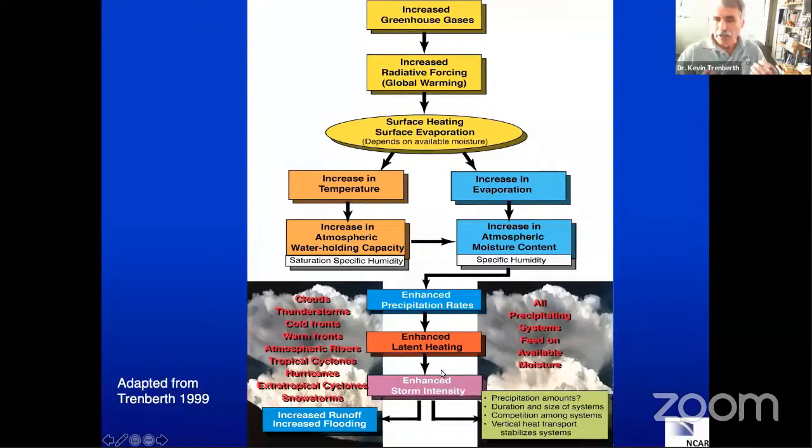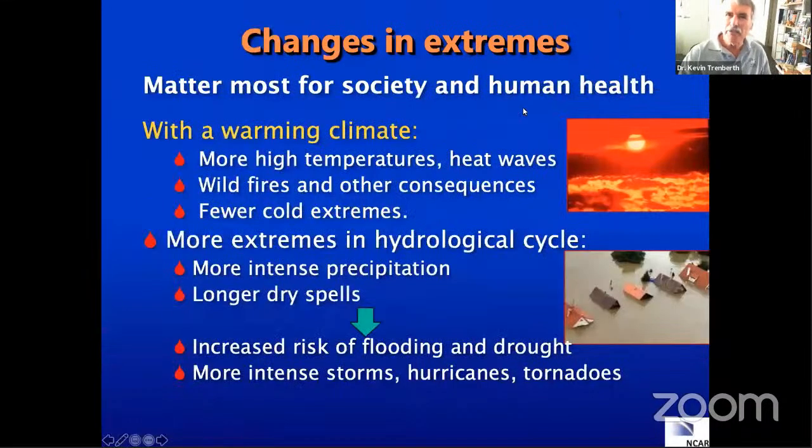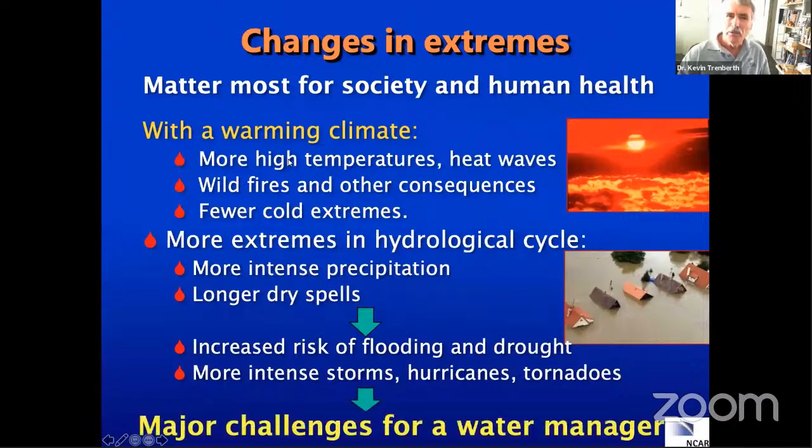And this applies with things like this big cold outbreak, this Arctic outbreak that occurred over North America recently and produced very cold temperatures in places. But the environment in which that overall storm occurred has more moisture over the oceans, and there are changes. In some sense, the atmosphere is more unstable, and we get increased intensity as a consequence. So changes in extremes really matter for society and human health. And in a warming climate, we get these higher temperatures, heat waves, wildfires, and other consequences, and fewer cold extremes.